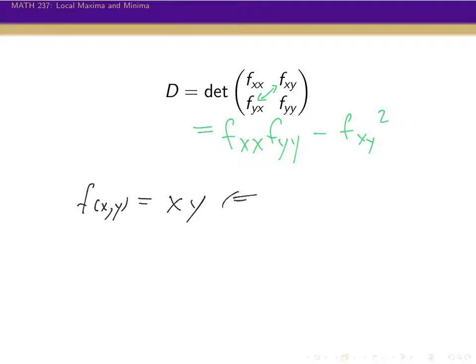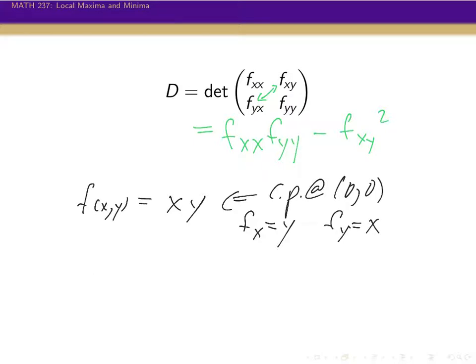This has a critical point at the origin, because its first order partial in terms of x is going to be y, and its first order partial in terms of y is going to just be x. And so y has to equal 0 from here, x has to equal 0 from there. So (0, 0) is the only critical point.